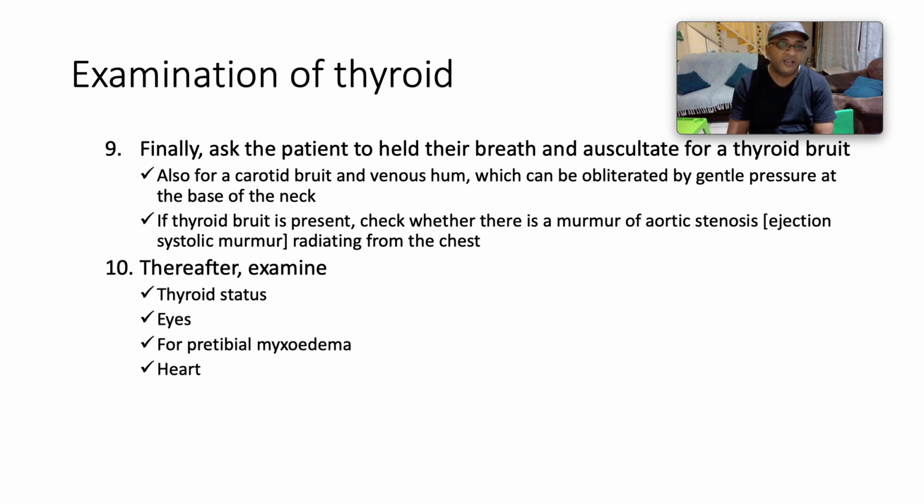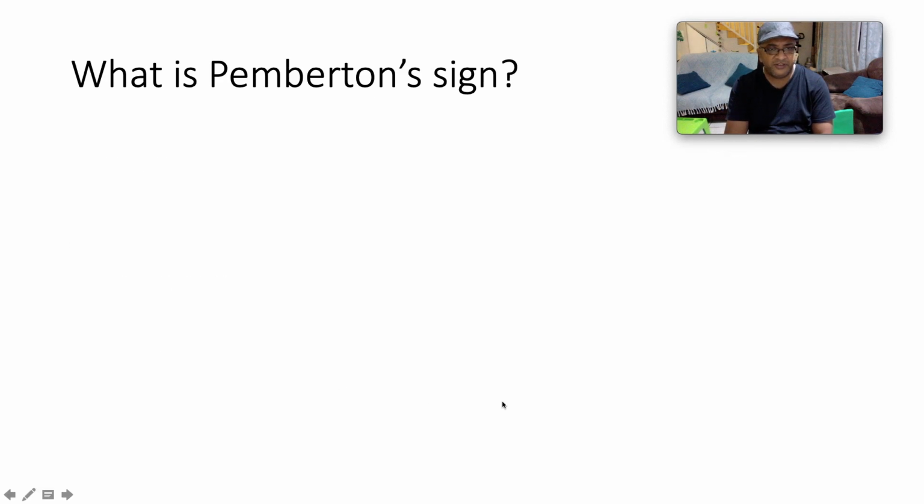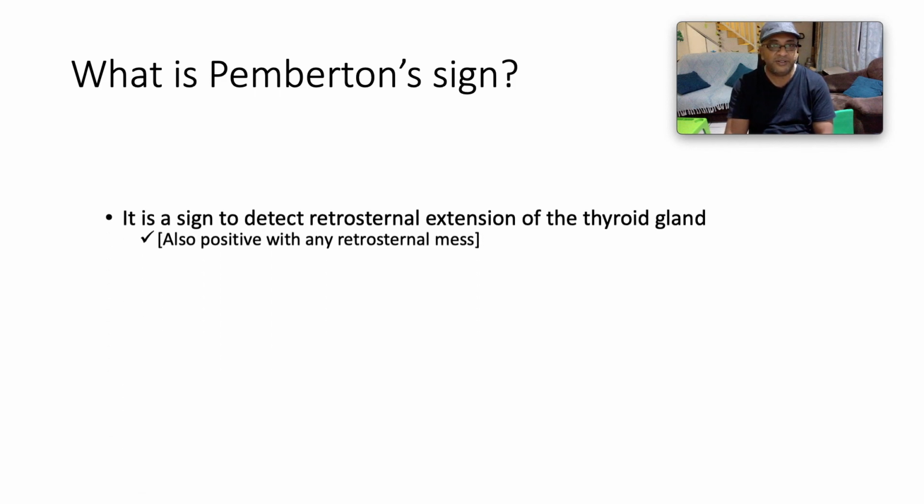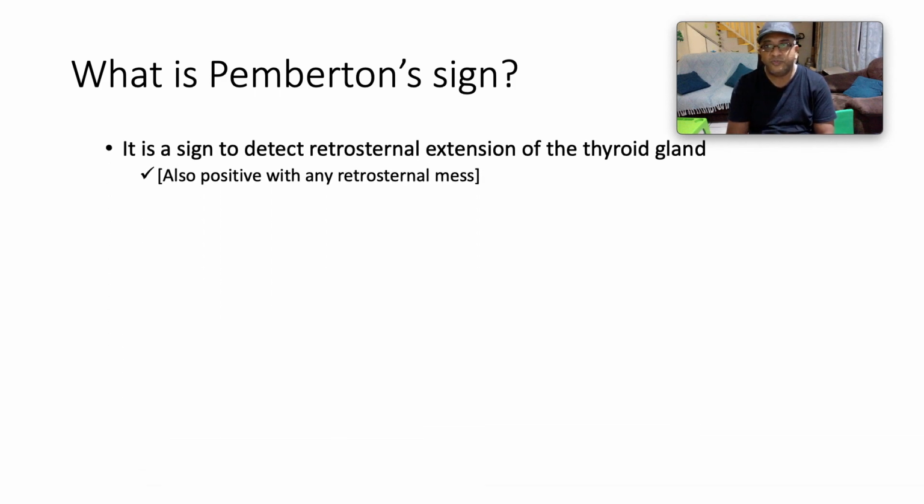Thereafter, you want to examine the thyroid status, the eyes for orbitopathy, check for pretibial myxedema, listen to the heart for evidence of heart failure, especially in the lungs as well for bibasal crepitations. Guys, we alluded to Pemberton's sign before, but what really is Pemberton's sign?